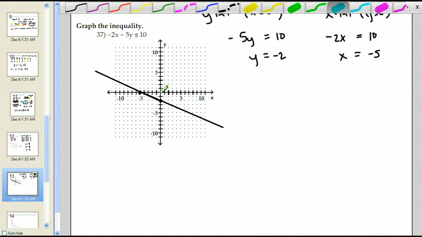If I plug the origin into this equation, 0, 0, 2 times 0, minus 5 times 0, 0 minus 0 is 0. 0 is less than 10, so the origin is included in what makes this true. So the origin is included in what we shade. So all this above that line gets shaded.